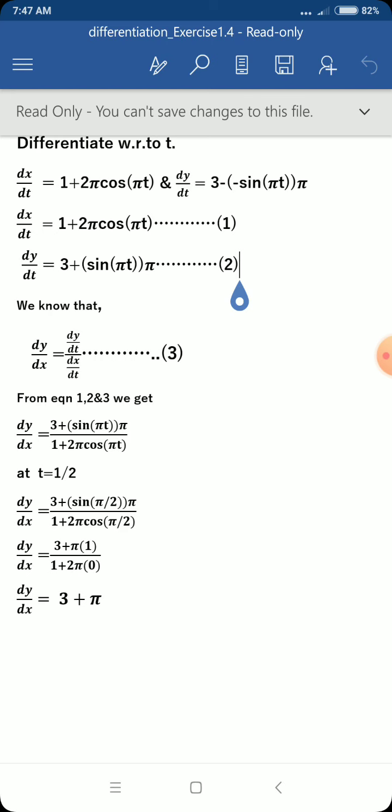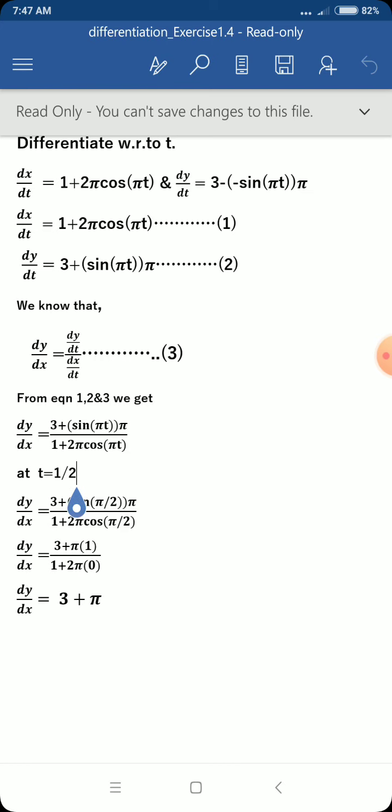Now we know the parametric rule, which is dy by dx is equal to dy upon dt upon dx upon dt. Call this equation number third. Now from equations first, second and third, we get dy by dx is equal to 3 plus sine of pi t into pi upon 1 plus 2 pi into cos of pi t.